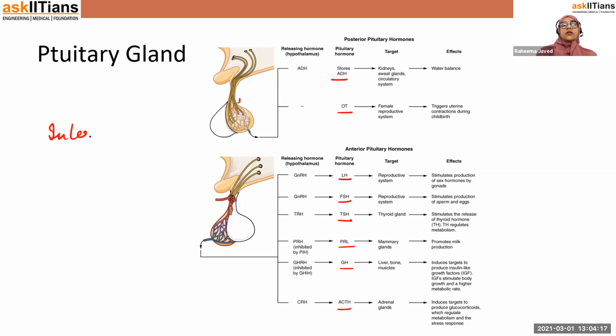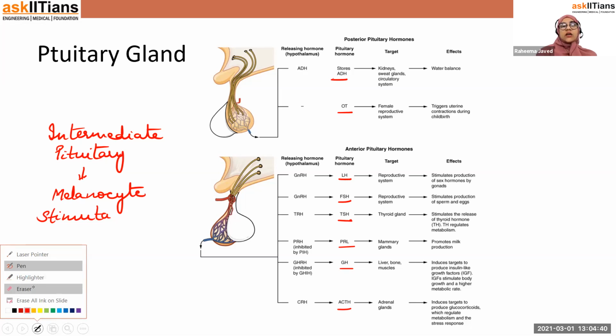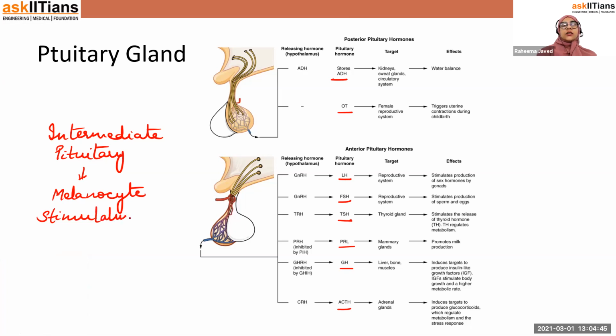If we talk about the intermediate pituitary, it only secretes melanocyte stimulating hormone, which stimulates the secretion of melanin from the melanocytes, which provides color to the skin. Okay, which is abbreviated as MSH.